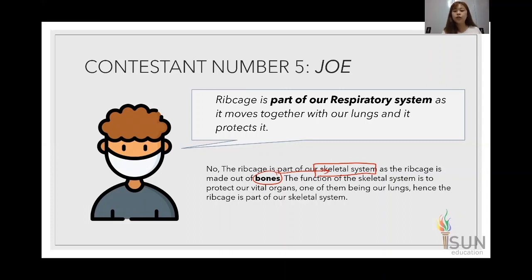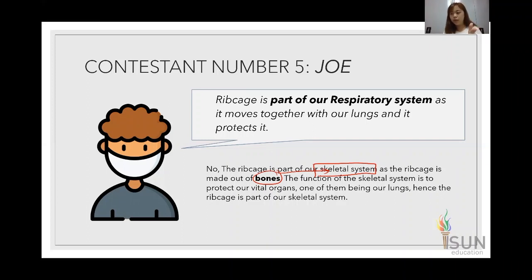The function of our skeletal system is to protect our vital organs, one of them being our lungs. Hence, the rib cage is part of our skeletal system. So what is the rib cage? The rib cage is the bone surrounding your lungs. Because it's bones, it's linked to skeletal, so it's not part of the respiratory system. Okay, let's move on. That's the last contestant.